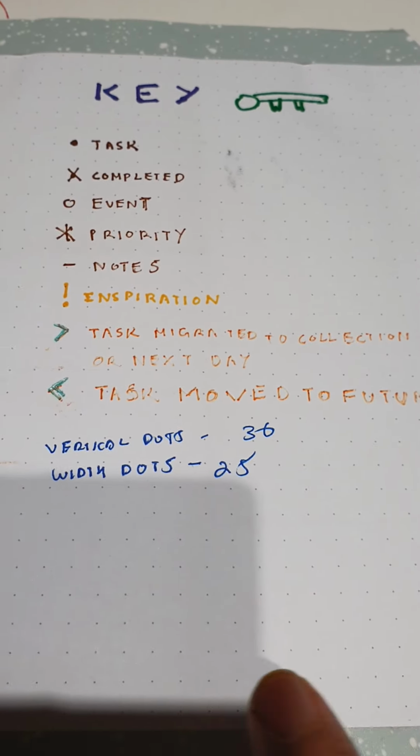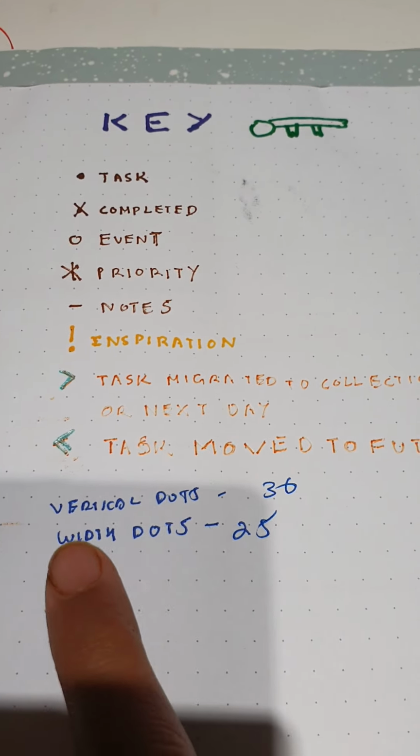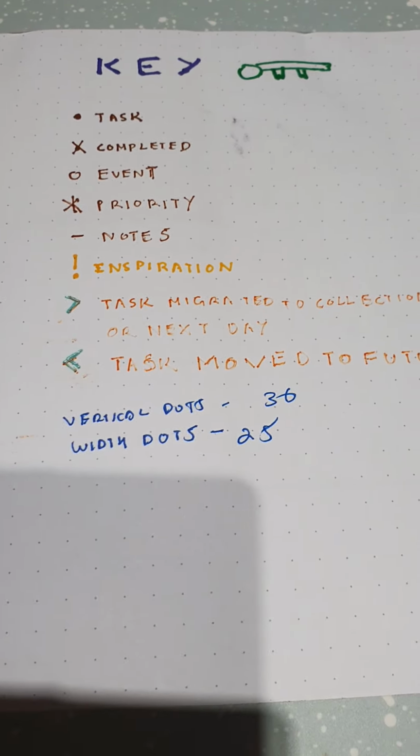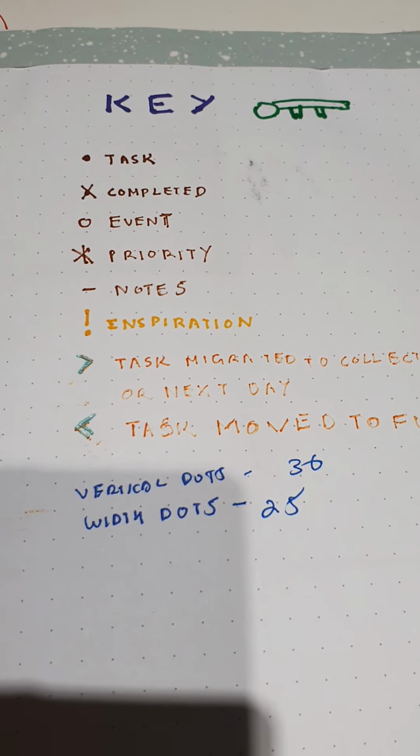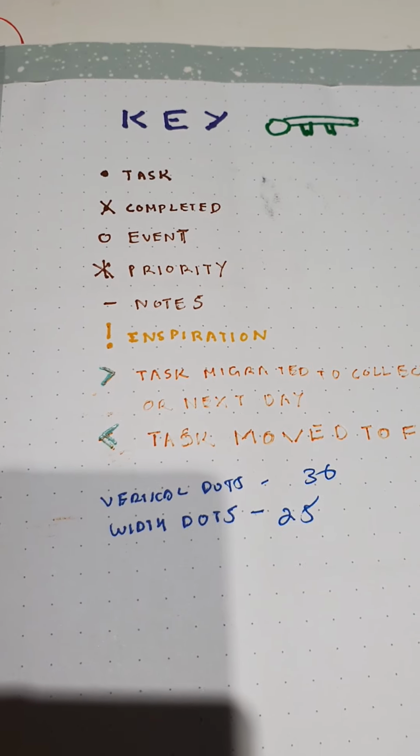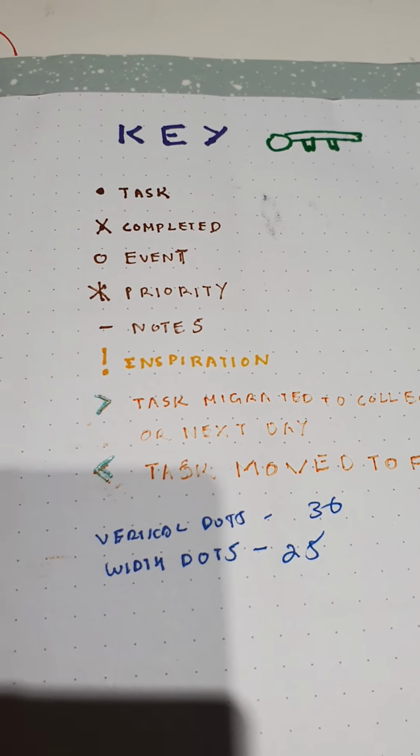Now I am not using the original bullet journal, therefore I usually write down the width of the dots, which is 25 dots here and 36, so that when I'm drawing out my lines and columns and rows, it helps me to figure out how many dots I need to calculate each time. I don't have to keep counting them each and every time.